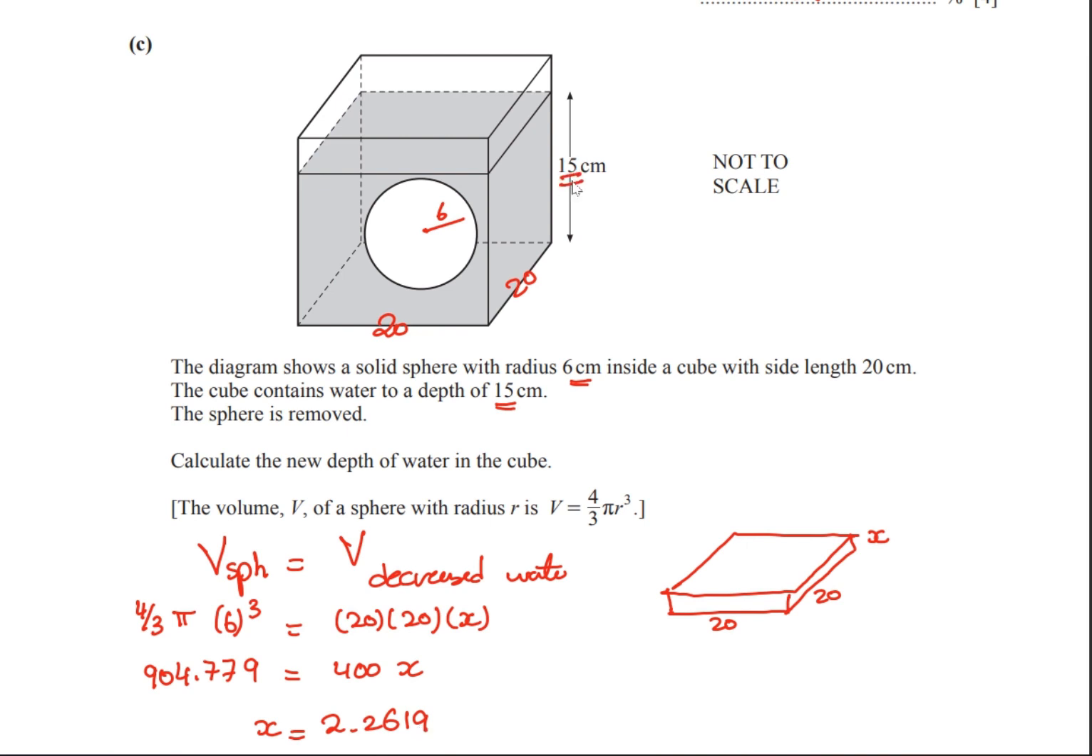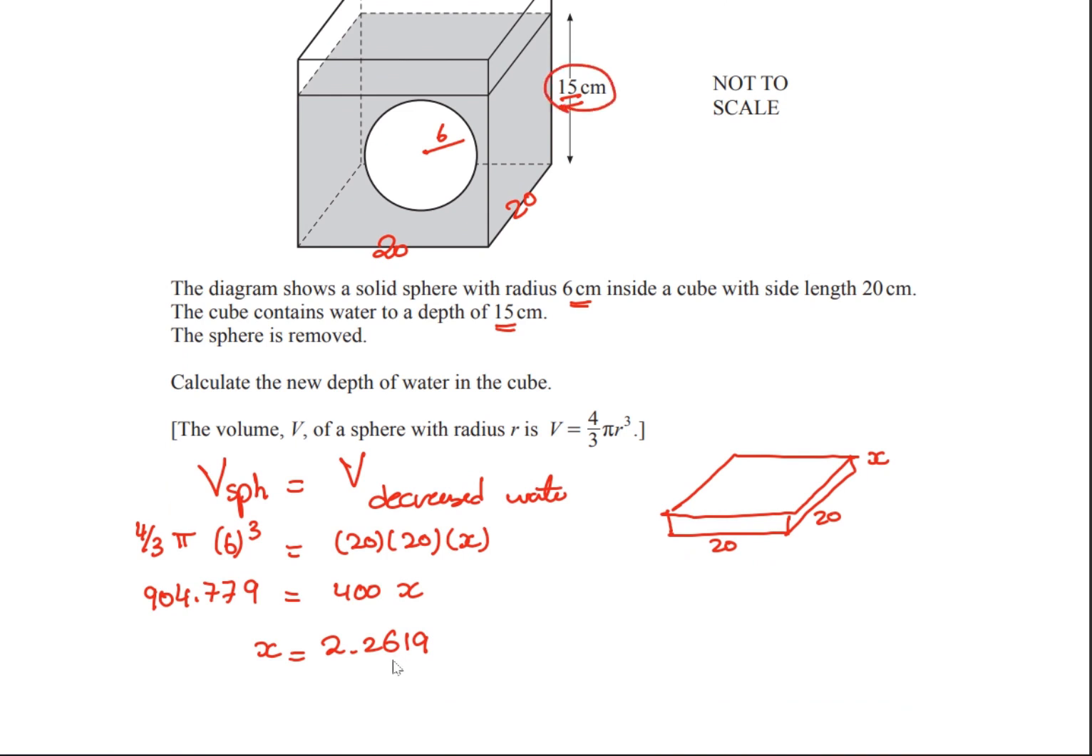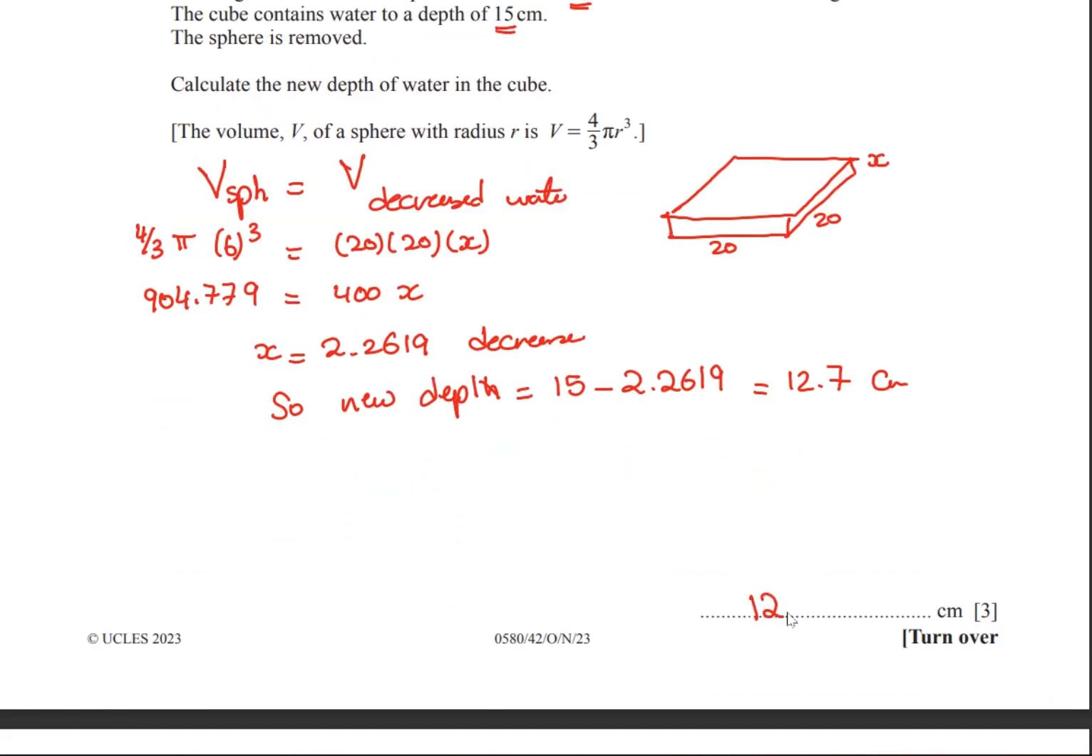It was 15 and it decreased by this. Again, it was 15 and it decreased by this, which is the decrease only. So the new depth equals 15 minus 2.2619, which is 12.7 centimeters. So you can write the answer here, 12.7.